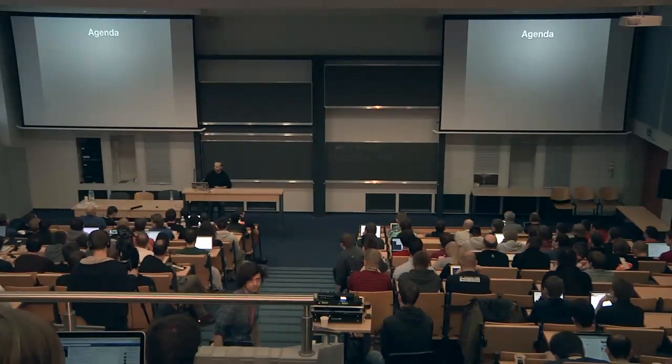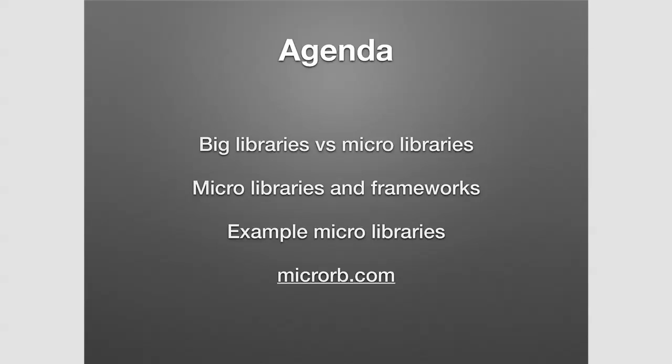So what's on the agenda? I'm going to start by explaining some major differences between big libraries and micro libraries. Then I'm going to talk a little bit about micro libraries and frameworks. And I'm going to show you some example micro libraries that we already have. And at the end, I want to introduce you to a new project called MicroRB.com that I launched last weekend.